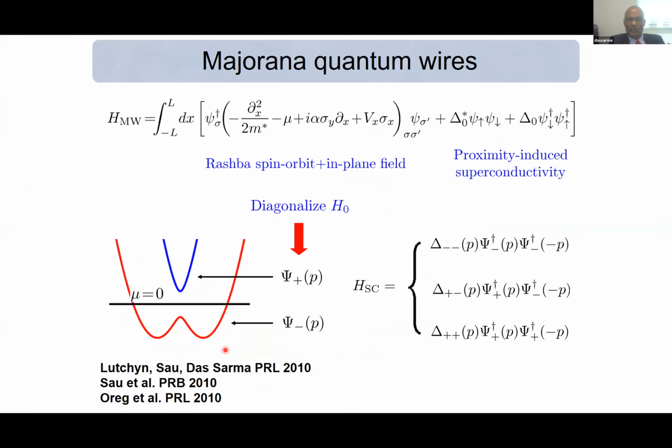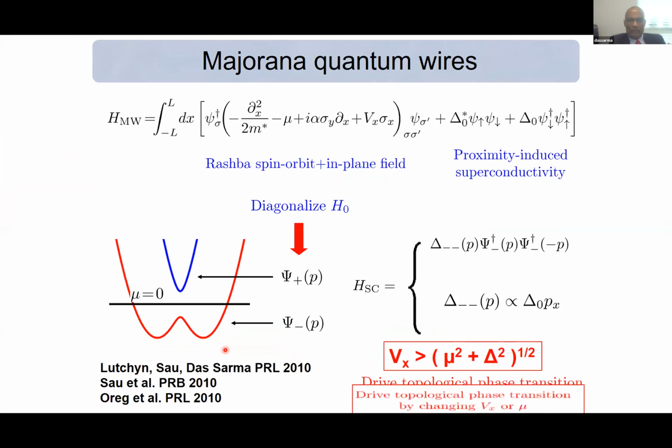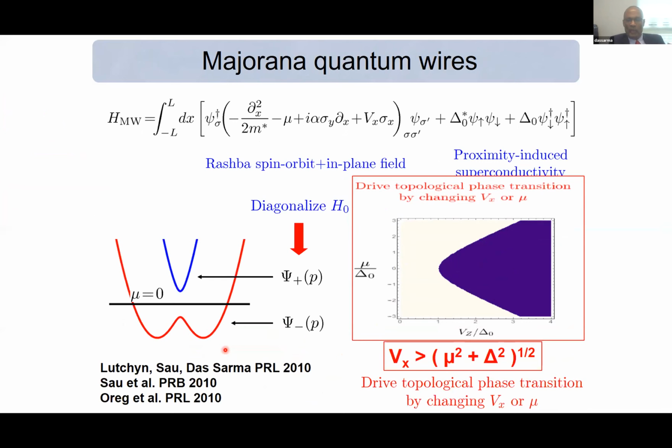Let me just skip this. This is theory that everybody knows, and if you don't know, I cannot describe it in 1 minute. But you can do numerical work, and you find that just by changing either the spin splitting, Zeeman splitting, or the chemical potential, there is a phase diagram, and this is the topological region. In this region, the nanowire has become a spinless p-wave superconductor.